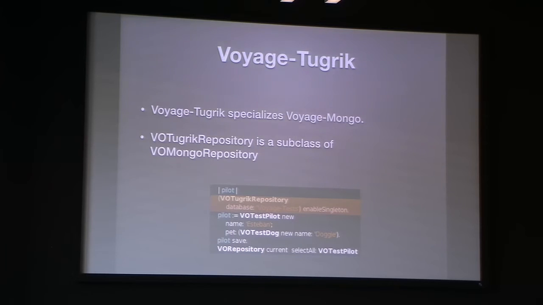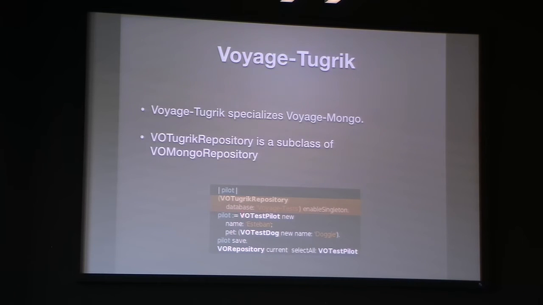So now Voyage-Tugrik is, this is why Tugrik was done, because Voyage-Tugrik meant all I had to do was subclass and specialize Voyage Mongo, and I'm off to the races with Voyage. So really all you have to do is replace, this would be a VO Mongo repository and database, and then this code. All you have to do is say, let's use the Tugrik repository, and then all the Mongo code, or the Voyage code, should run just fine.